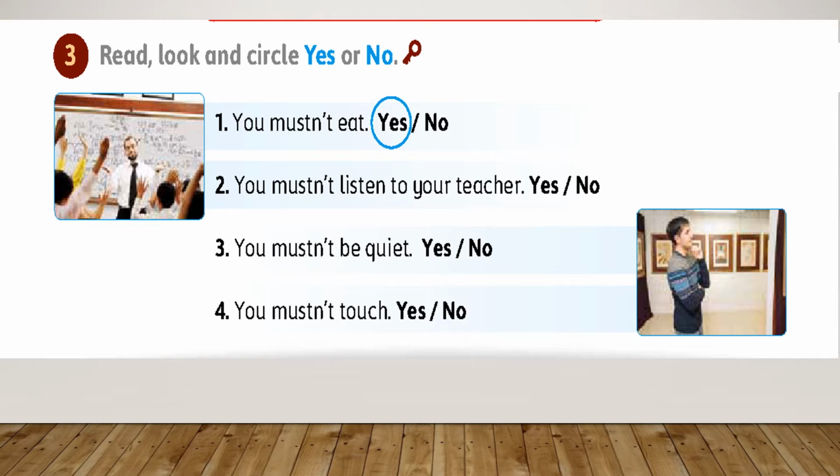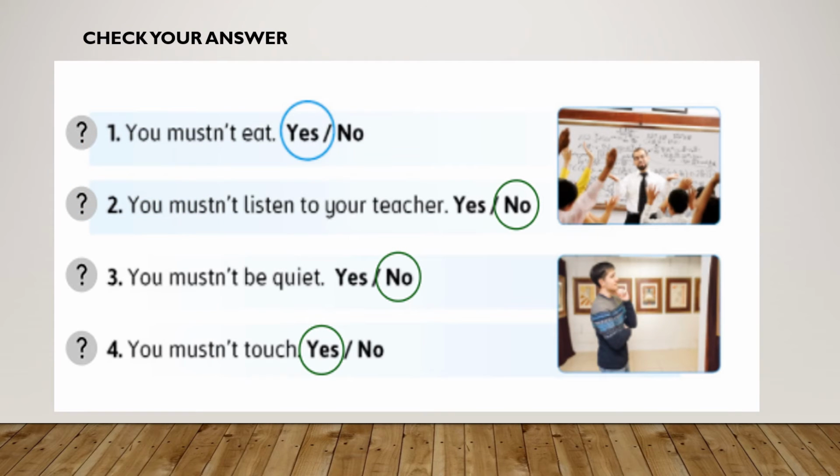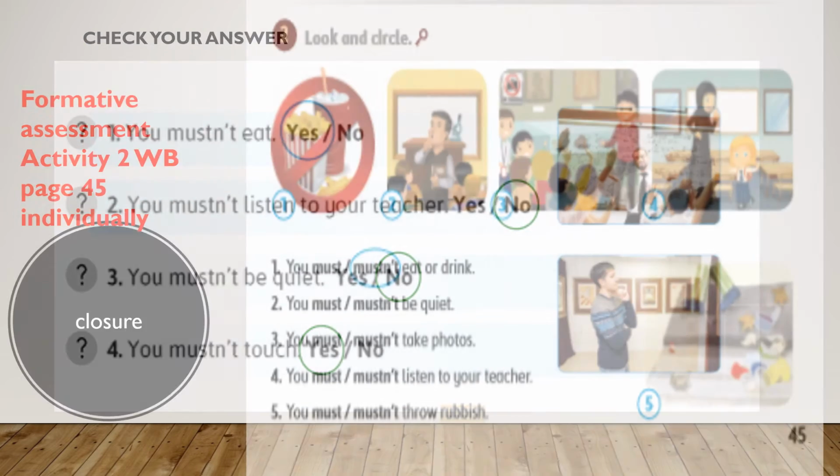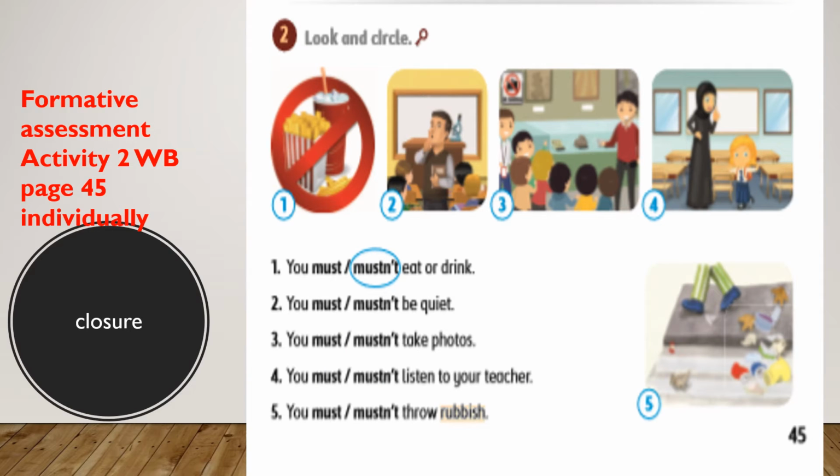Number 1, you mustn't eat. Yes. Number 2, you mustn't listen to the teacher. Yes or no? No. Number 3, you mustn't be quiet. Yes or no? No. Very good. Number 4, you mustn't touch. Yes or no? Yes. Check your answer. A great job. Now we come to the closure of the lesson.